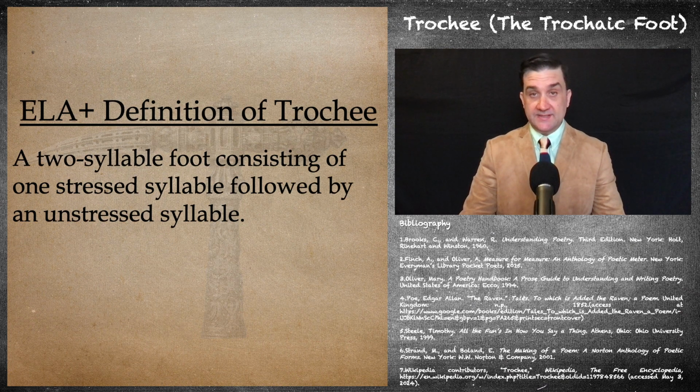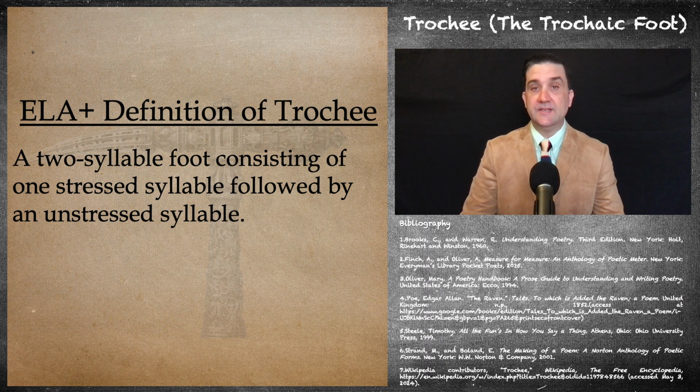Clearly, what we see in all these definitions is that there are 2 constants. Number 1, a trochee is 2 syllables in length, and number 2, it begins with a stressed syllable and concludes with an unstressed syllable. Therefore, ELA Plus would define a trochee as a 2-syllable foot consisting of one stressed syllable followed by an unstressed syllable.